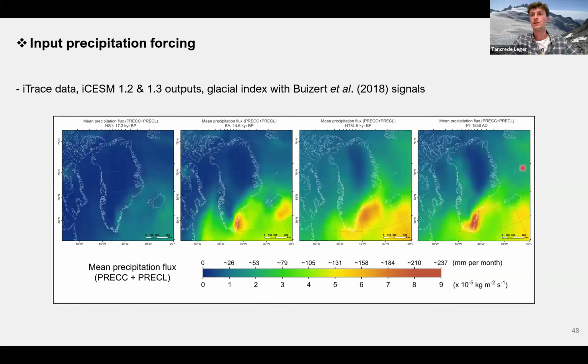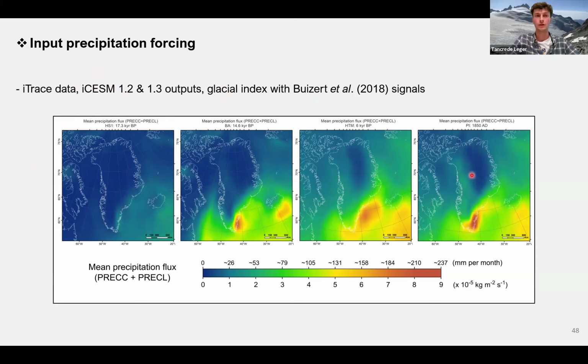Okay, this is for precipitation. So precipitation comes from the same exact protocol, same exact data source, iTrace, iCESM, and the glacial index method. You can see the same snapshots here for Heinrich Stadial 1, Bølling-Allerød, Holocene thermal maximum, and the mean precipitation for the pre-industrial era.